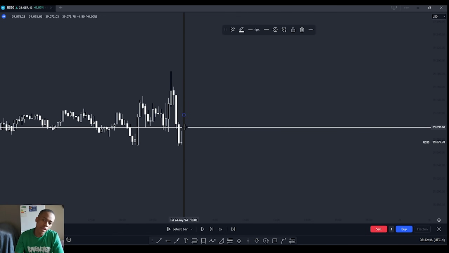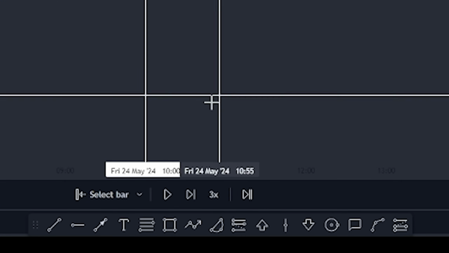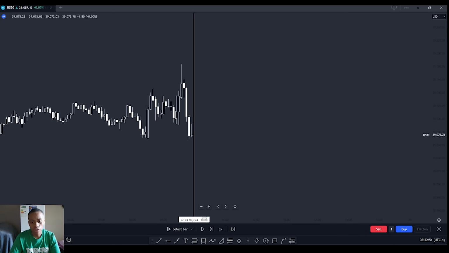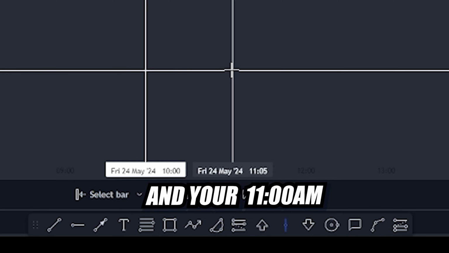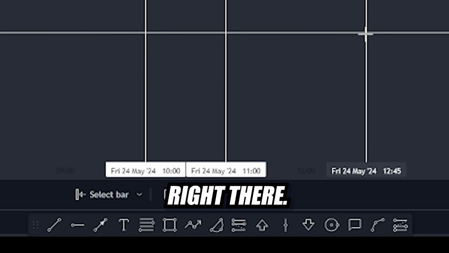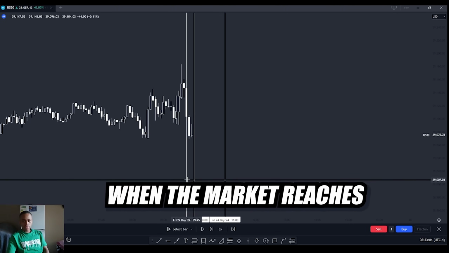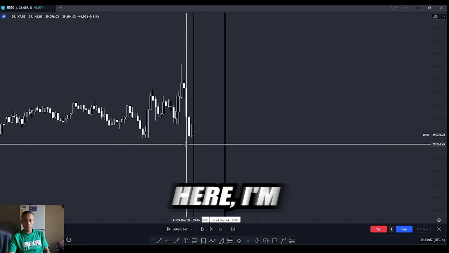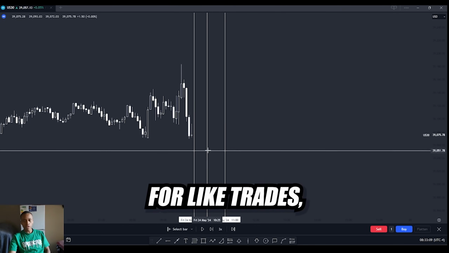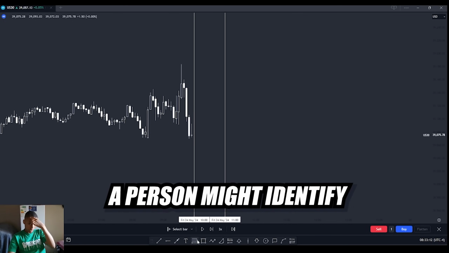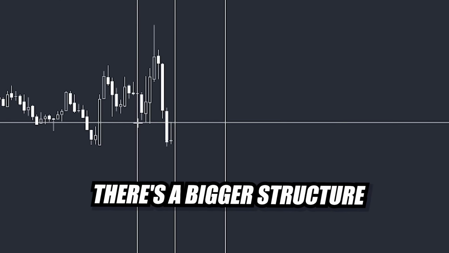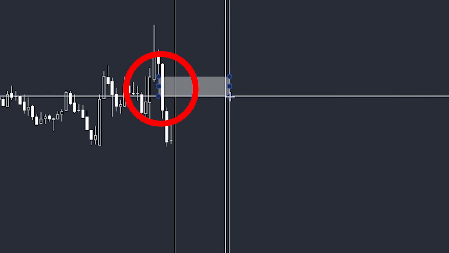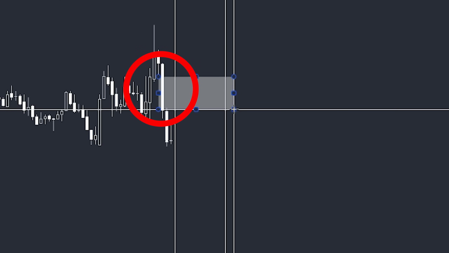So right there, you're gonna mark firstly your 10 a.m. As you can see right there, you're marking your 10 a.m. and your 11 a.m. When the market reaches a point like right here and we're expecting it to go inside for trades, the first thing a person might identify is that there's a break of structure right there, right? And there's a fair value gap right there.